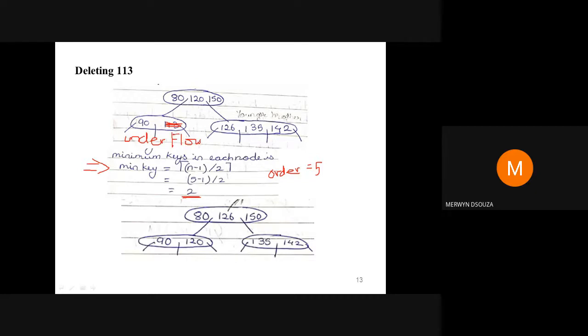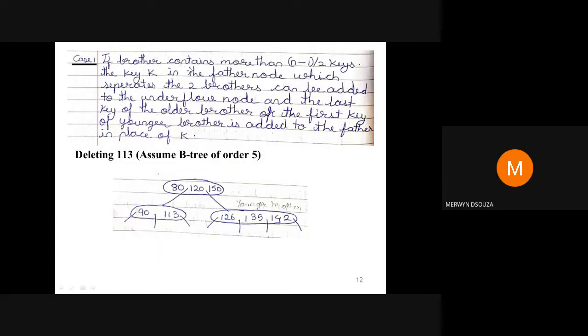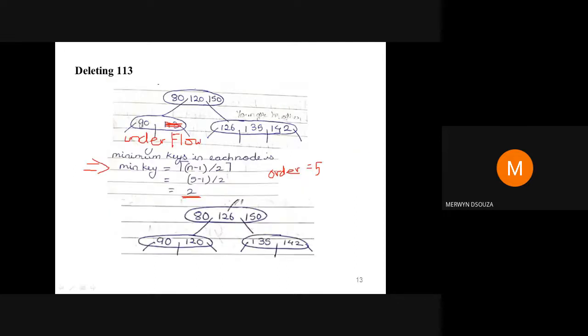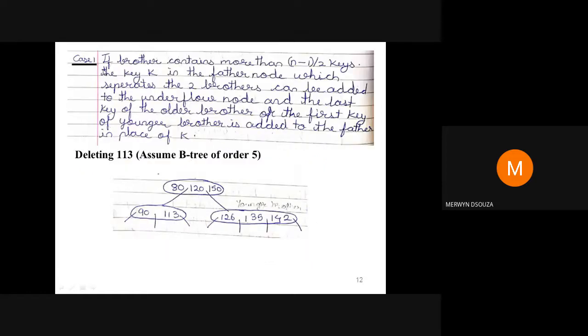So if an underflow occurs, you check in the brother, and this node is having a brother here. Check whether the brother is having more than this minimum number of keys. Here when you check in this node, the younger brother, there are 3 keys, which is greater than the minimum number of keys required. Since it is having more keys than this number here, I can apply case 1.